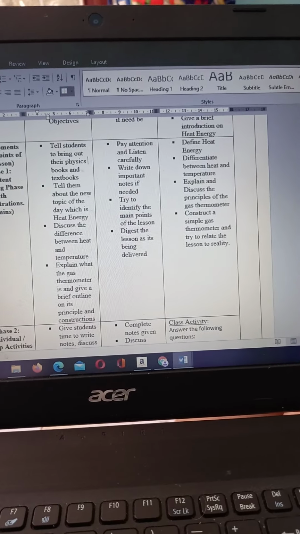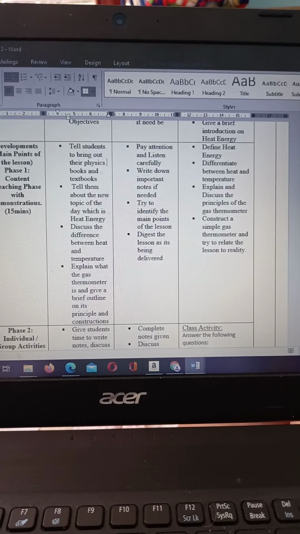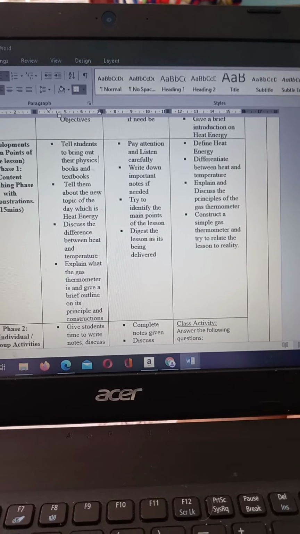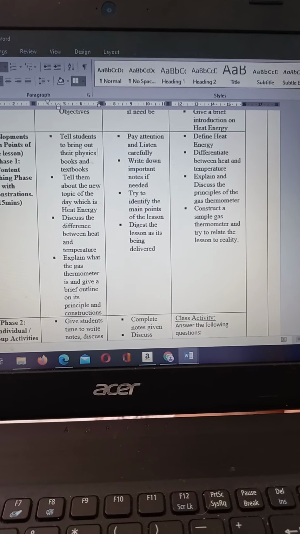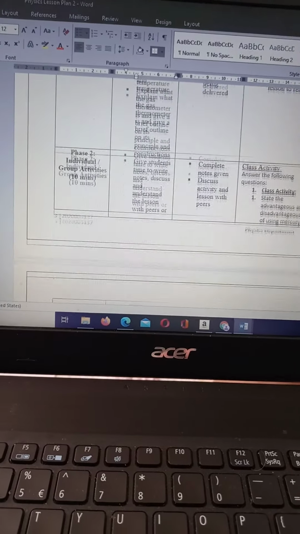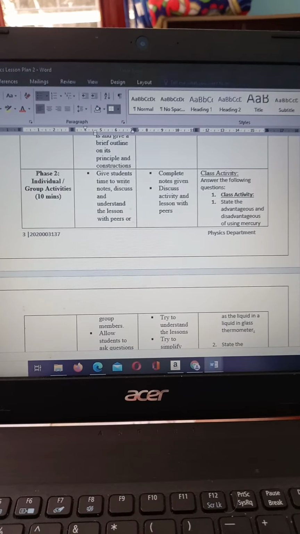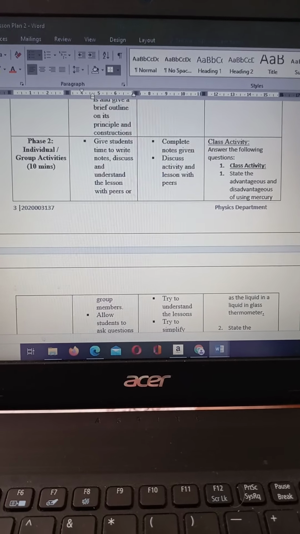So in my content summary, what I do is define heat energy, differentiate between heat and temperature, explain and discuss the principle of the gas thermometer, construct a simple gas thermometer, and try to relate the lesson to reality. Phase 2, individual and group activities. This is mainly student based or peer centered.